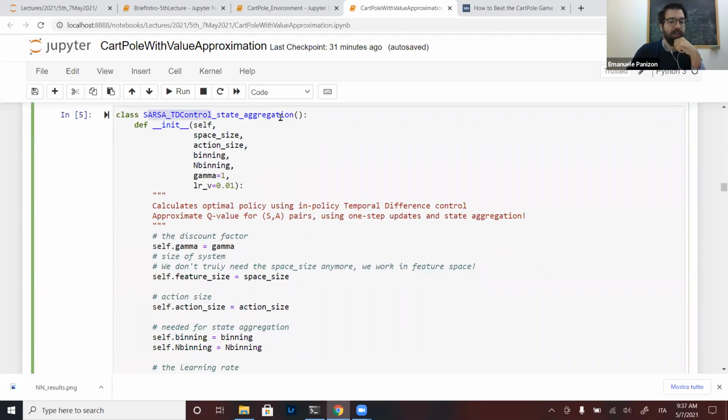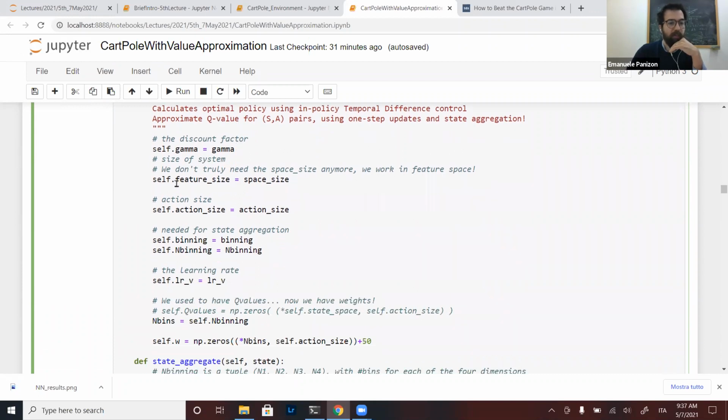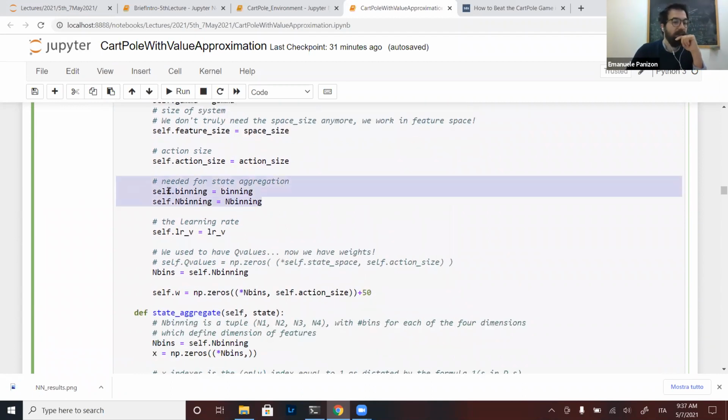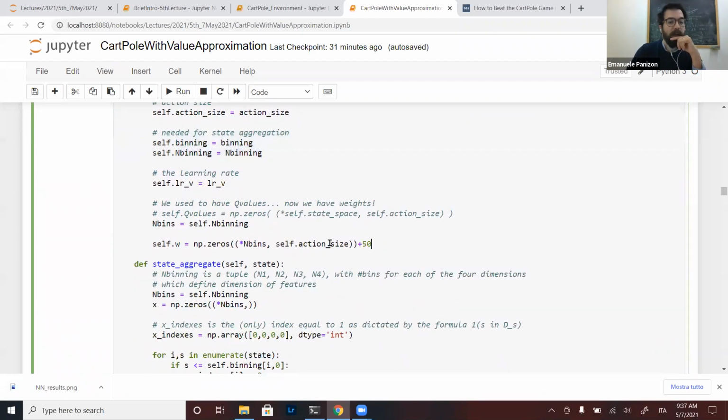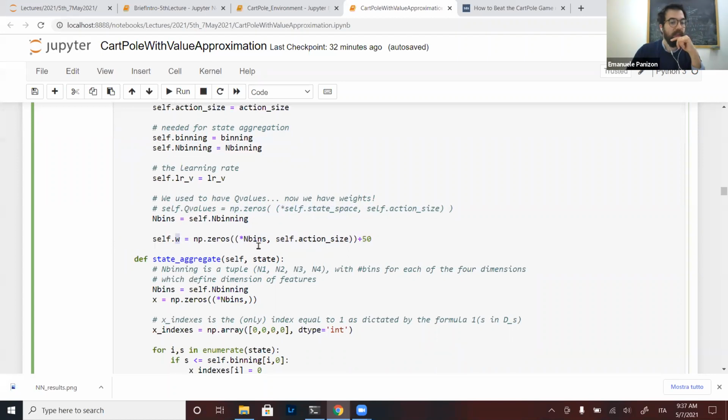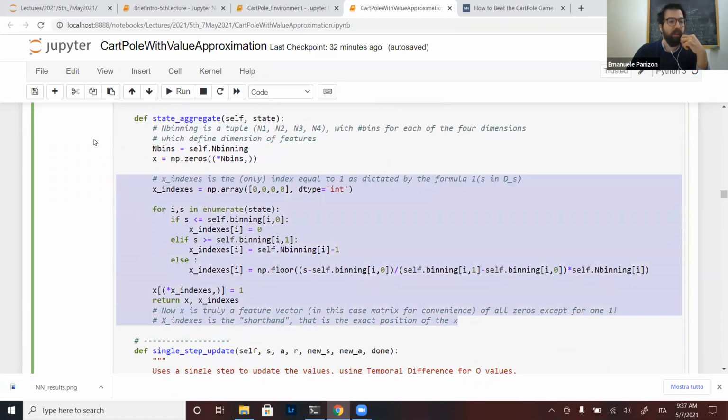So essentially, SARSA for state aggregation is a very simple modification of SARSA, which requires only the binning. So it's the same. Instead of gamma, you have gamma. Instead of state space size, now I call it feature size. Now I have some information to do with the proper binning. And now instead of storing the tabular Q values, I'm storing the tabular weights. I used to have self.q_values equal to np.zeros of state space, action size. Now I have this weight vector that I'm saving. Then I have the function state_aggregate, which is the same as I showed before, which takes a state and returns a proper feature vector of all zeros except for a 1 at the index where the 1 is.